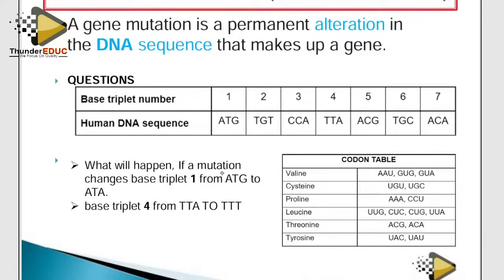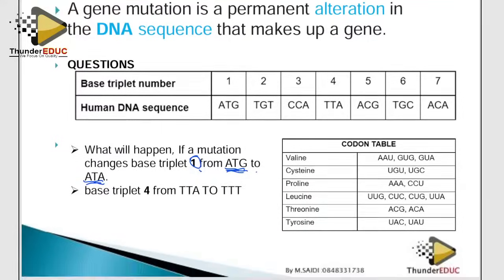What will happen if a mutation changes the base triplet one? Yes, from ATG to ATA. Guys, look critically. I've even reduced the voice so that you can understand it better. Look critically. I repeat. All right. Thank you so much for those who participated.